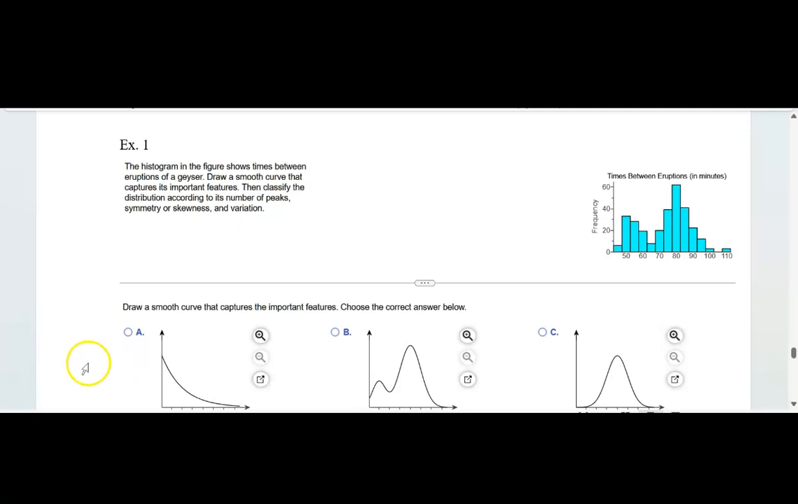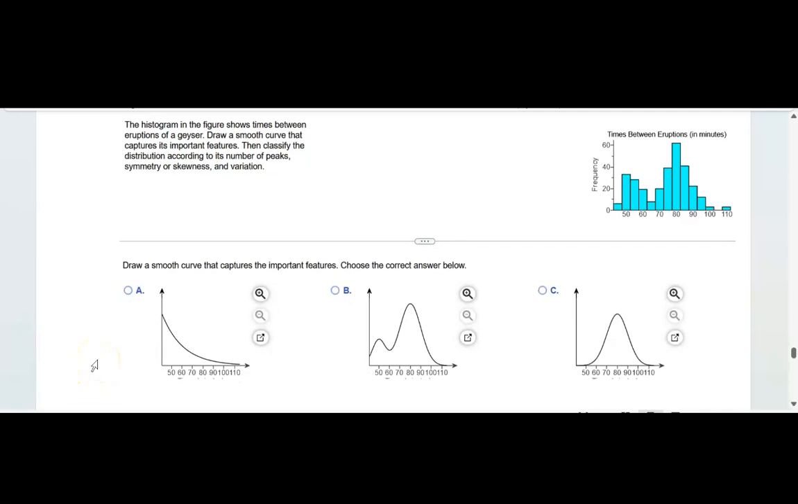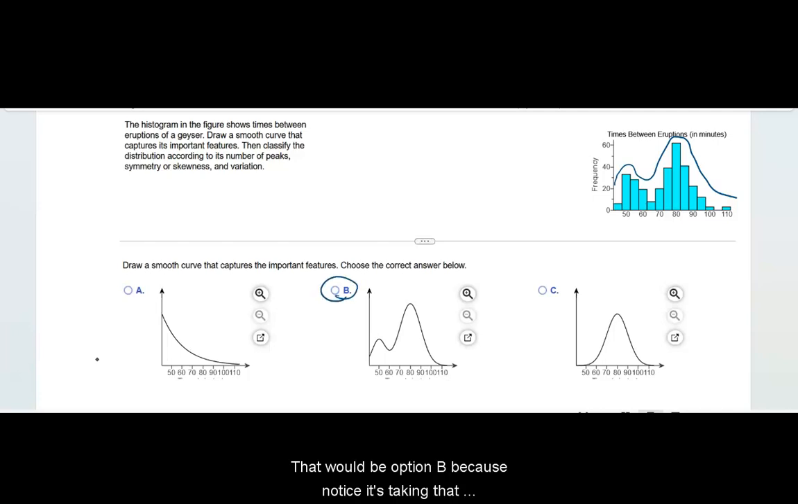So here are your options. Now, if you look at this graph up here, hopefully you can see my highlight with my mouse. Notice what the shape is taking. If I were to draw a little curve around here, just to show the shape, this is pretty much what I would be drawing. So if I look at the options I have here, which one fits that the best, that would be option B, because notice it's taking that shape that we were able to draw to represent the shape of the bars.